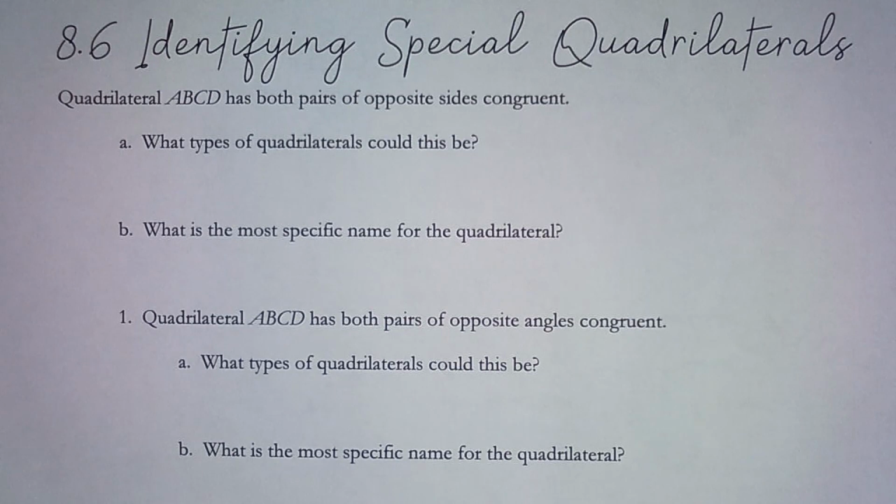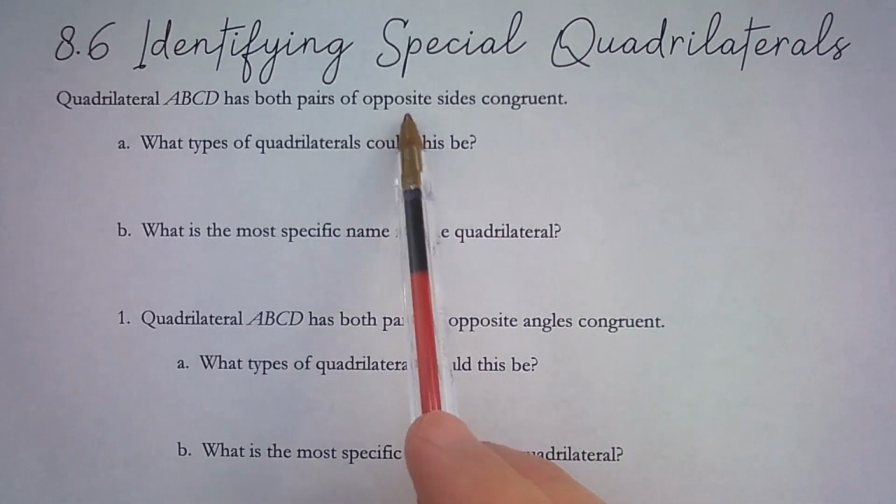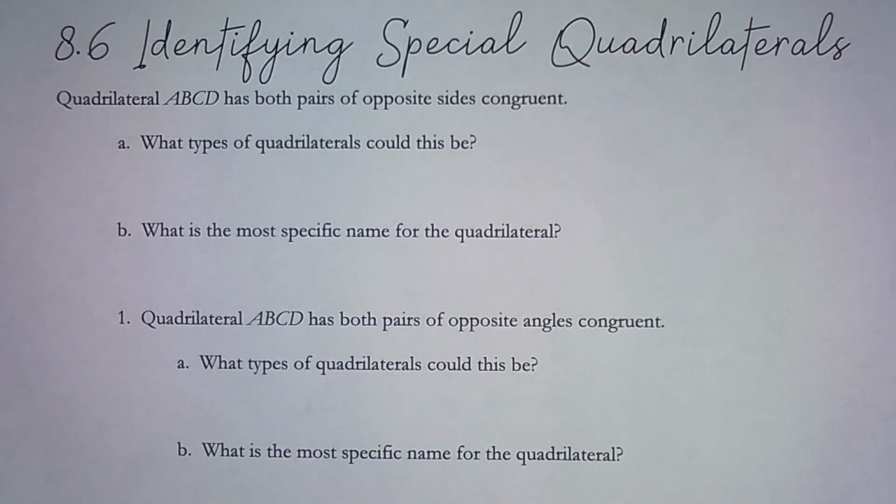Welcome back. Today we are going to talk about identifying special quadrilaterals, and that means taking the information we know about a quadrilateral and using it to determine whether a quadrilateral is a parallelogram, rhombus, rectangle, square, a kite, trapezoid, or an isosceles trapezoid.